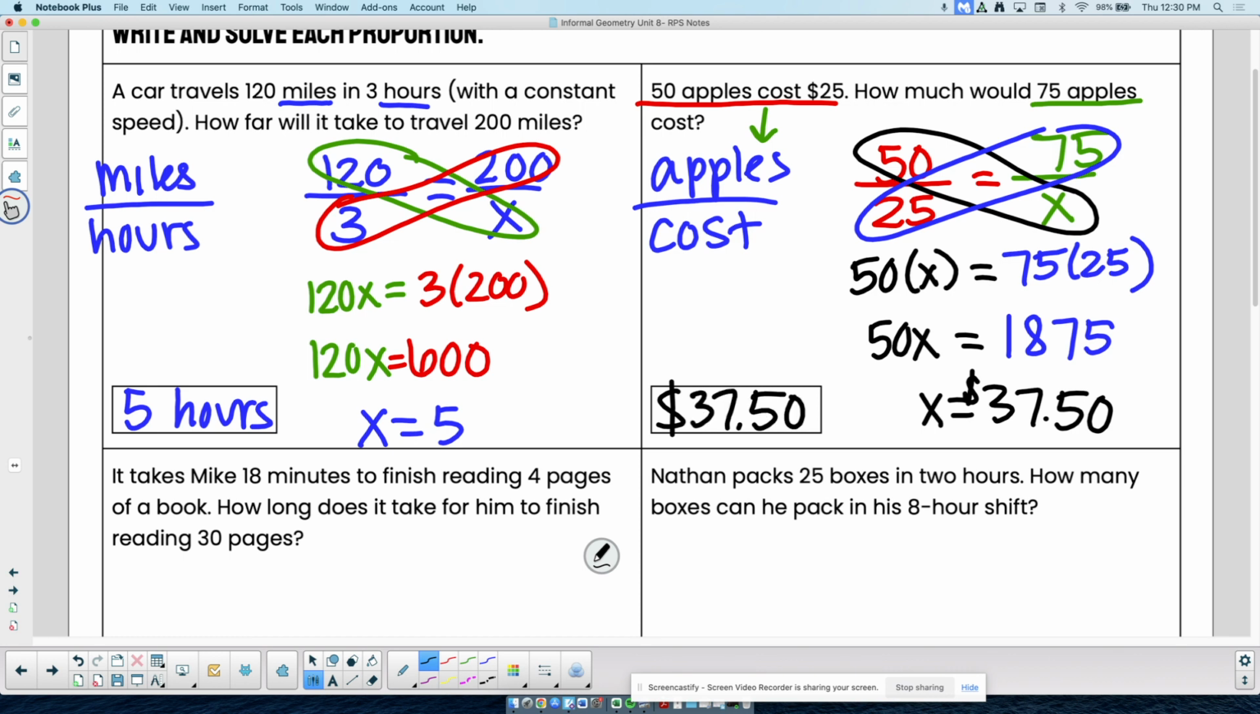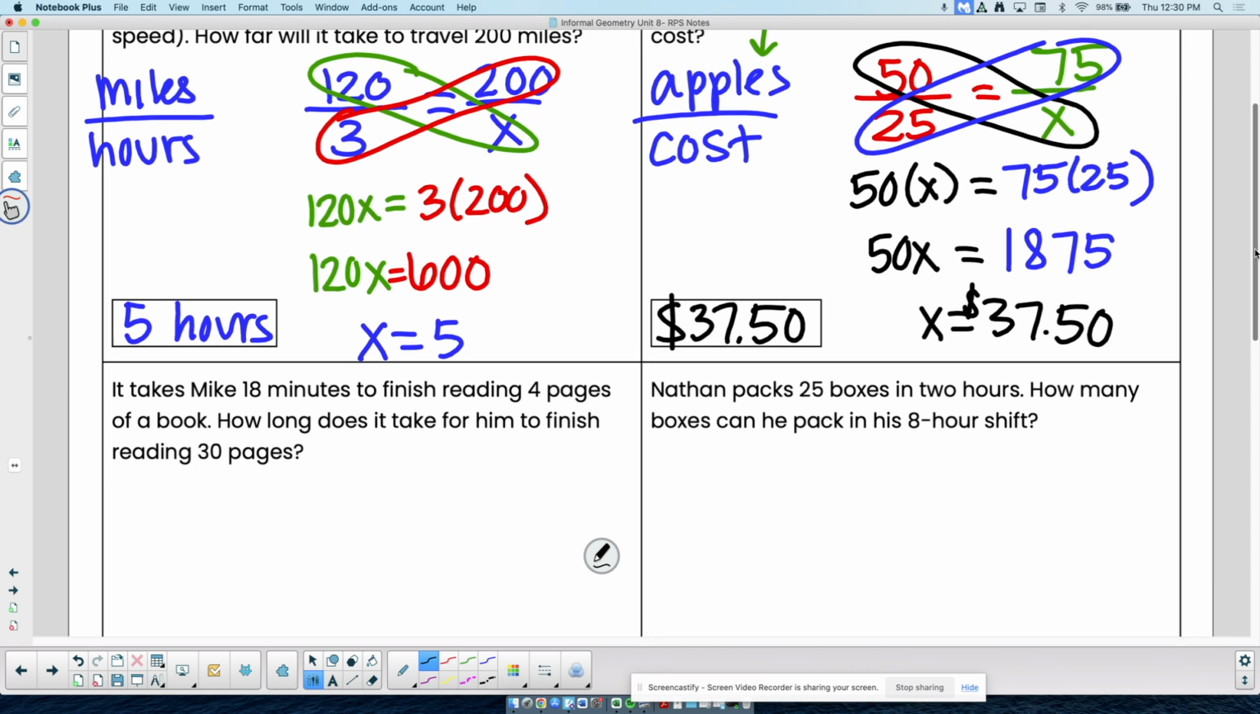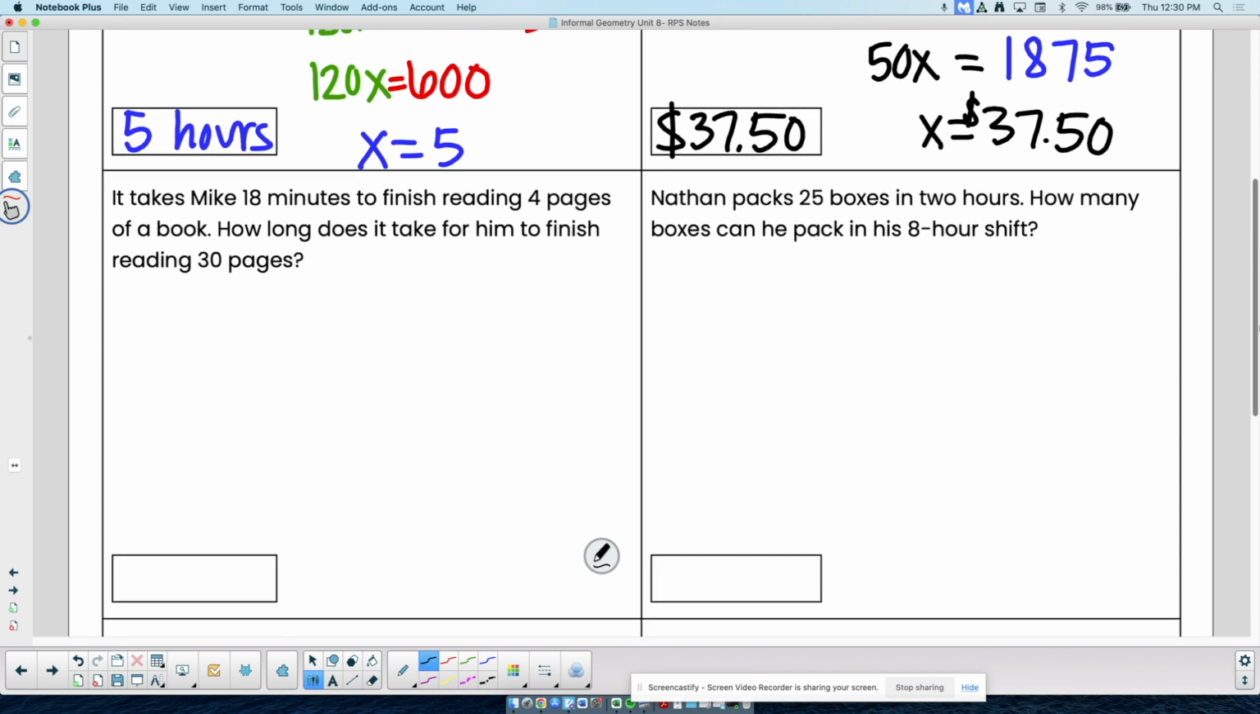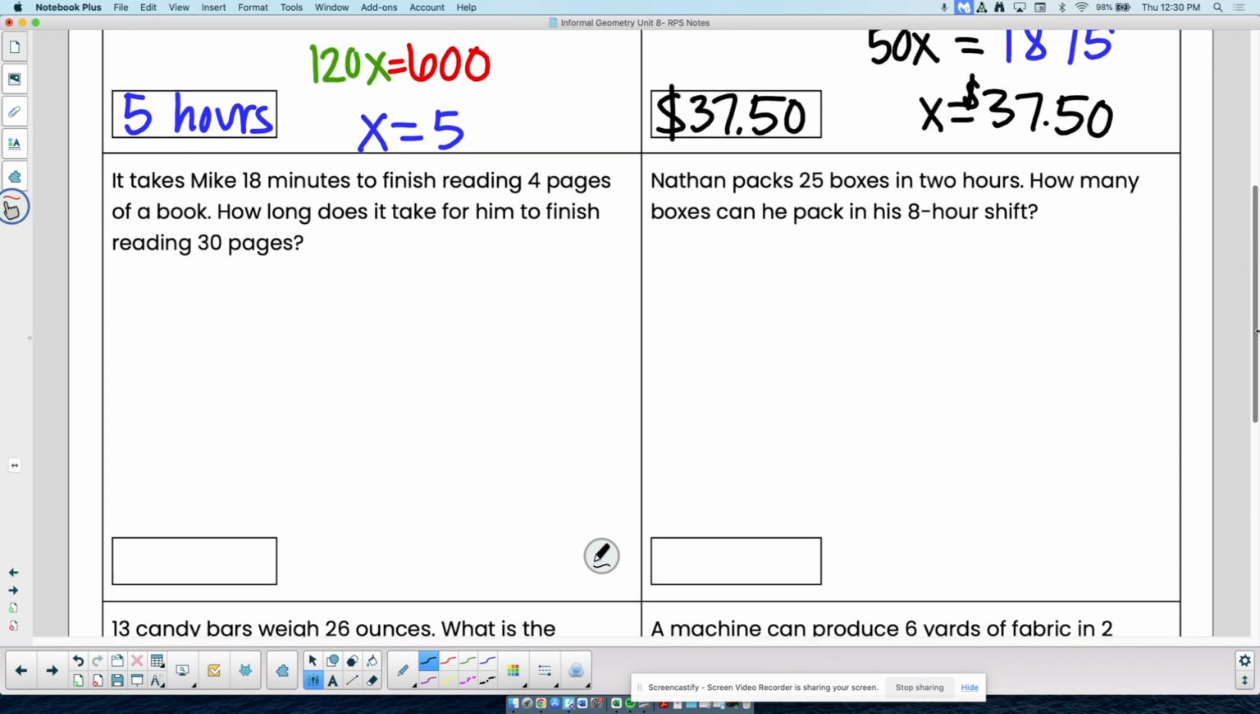And again, I know that seems kind of like a silly question. No one's ever going to buy 75 apples, but businesses would, right? If you're like Perkins and you're making an apple pie, they would need 75 apples. So it's not quite that out there.